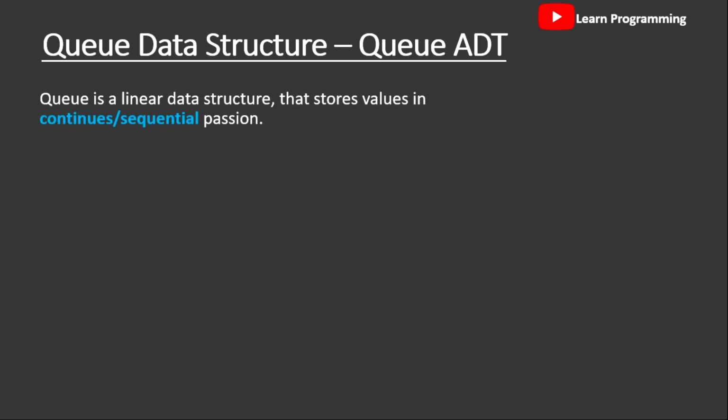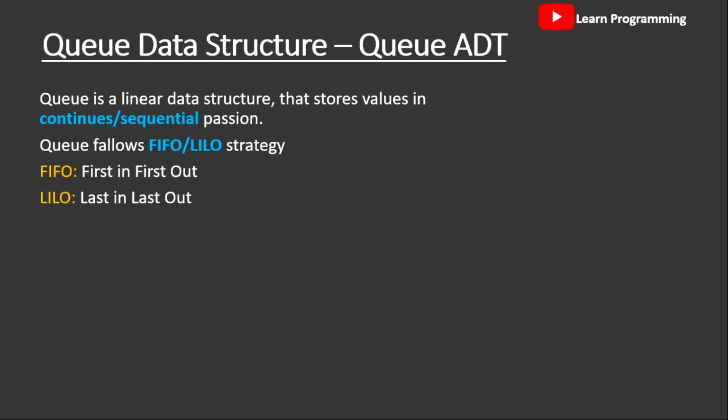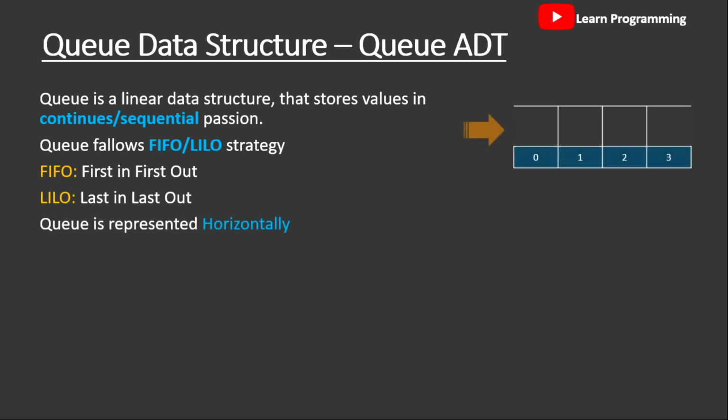Queue is a linear data structure, just similar to the stack data structure, which we discussed in the previous video, and it stores values in a continuous fashion. Because queue also belongs to linear data structures, it is similar to the stack ADT. Queue follows a strategy called first in first out, or last in last out. And queue is represented in a horizontal fashion, just like this.